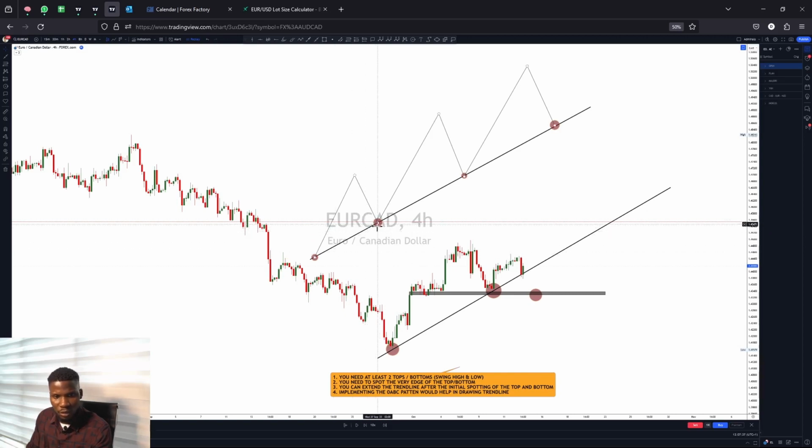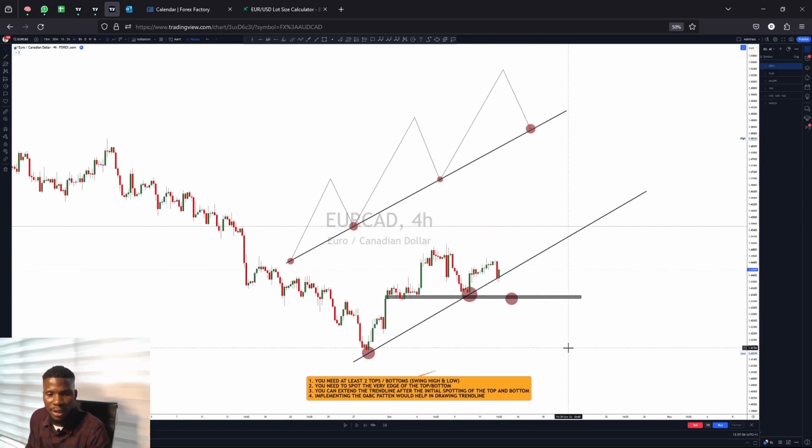So we spotted these two first, and then the third one sometimes automatically comes and forms, and touches the trend line. Then you will see a rebound from that trend line, and it goes on and on like that. So this is a bullish trend line I'm trying to draw here. You can extend the trend line after the initial spotting of the top and bottom.